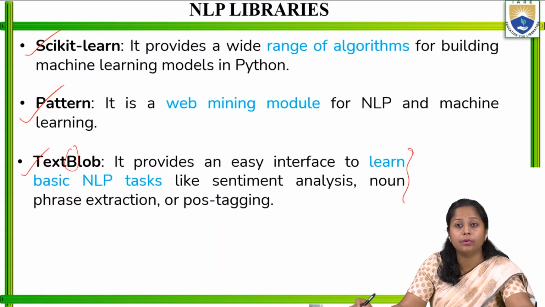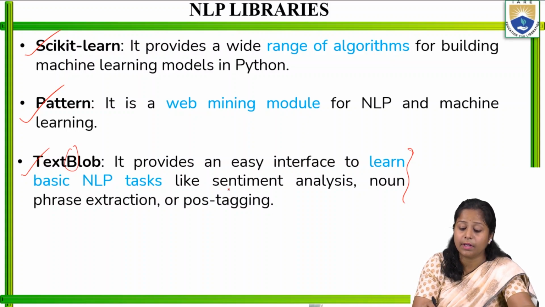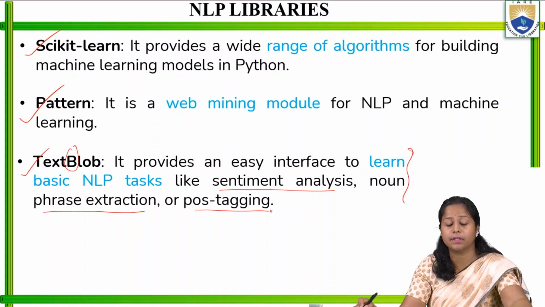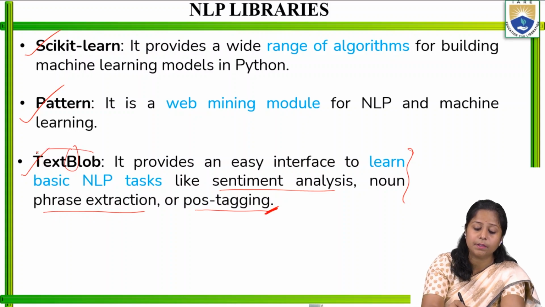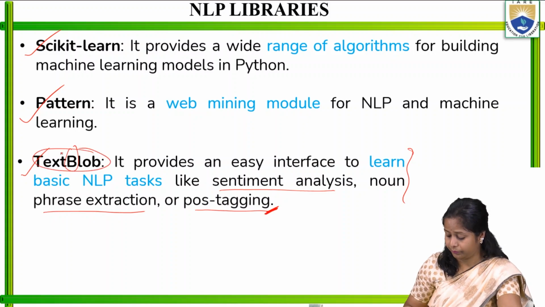For example, if you want to do sentiment analysis on Twitter or Facebook or even WhatsApp, we can take the data from there and pre-process it with the help of the TextBlob library and its functions, like sentiment analysis, noun phrase extraction and POS tagging. These functionalities are used in the TextBlob library.